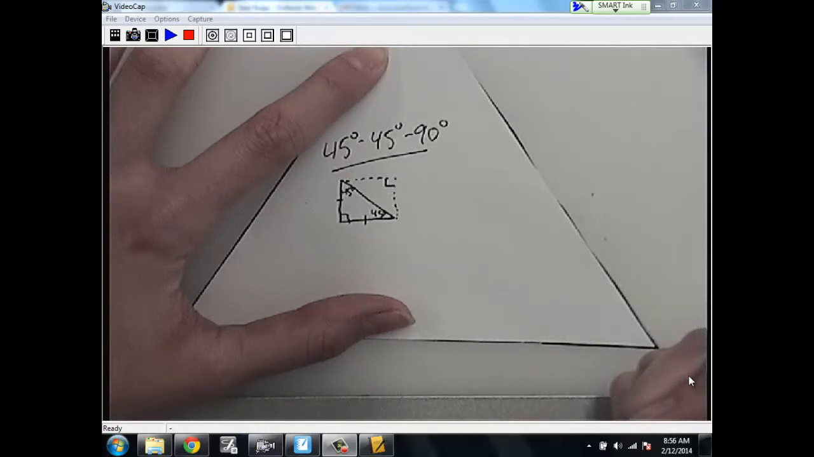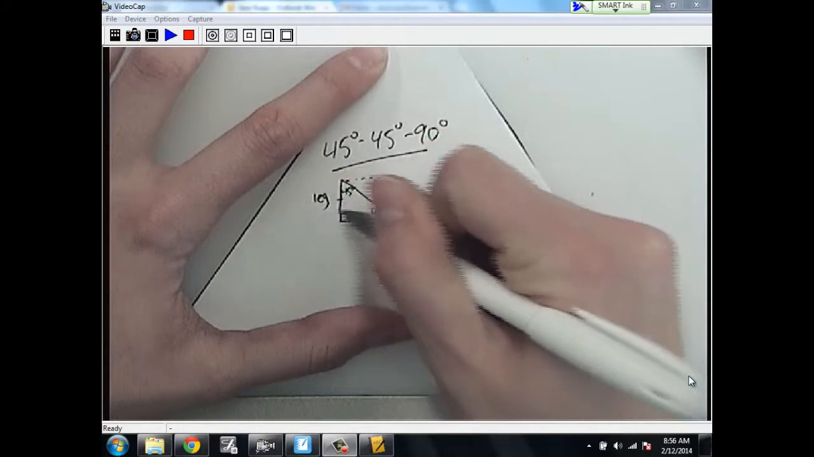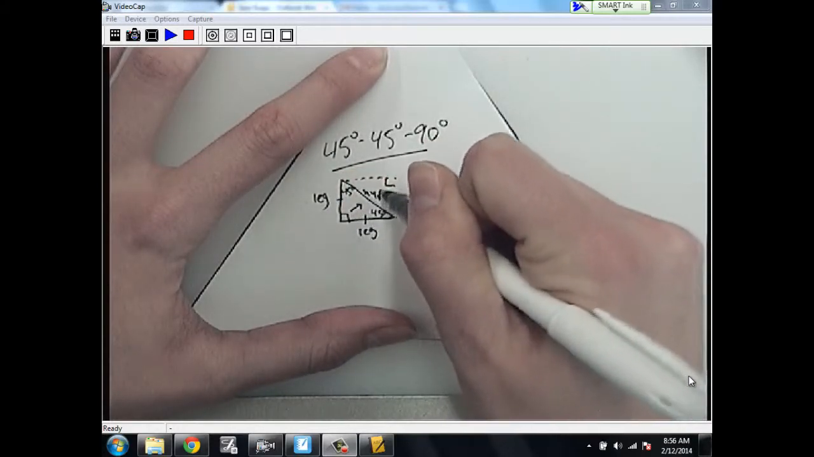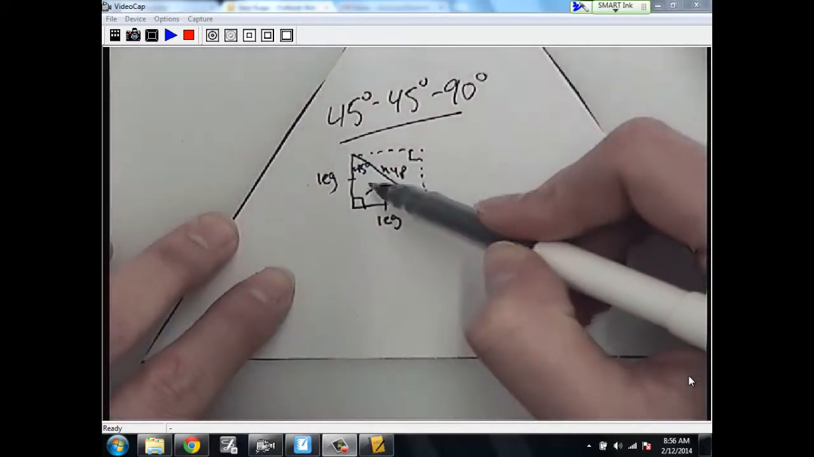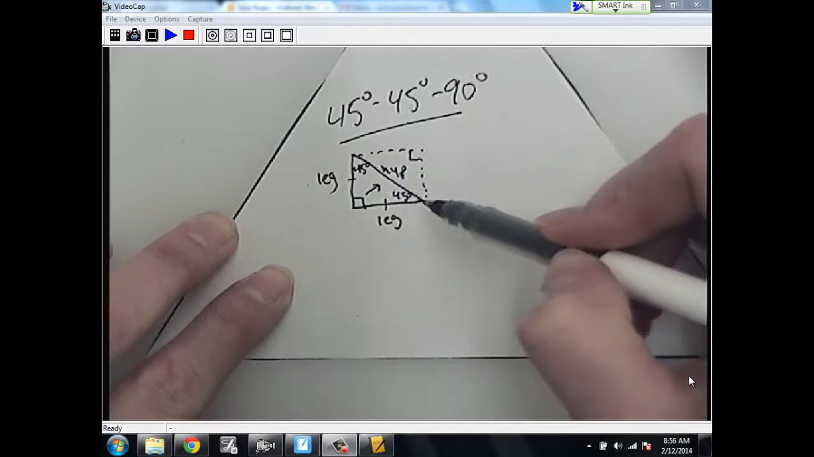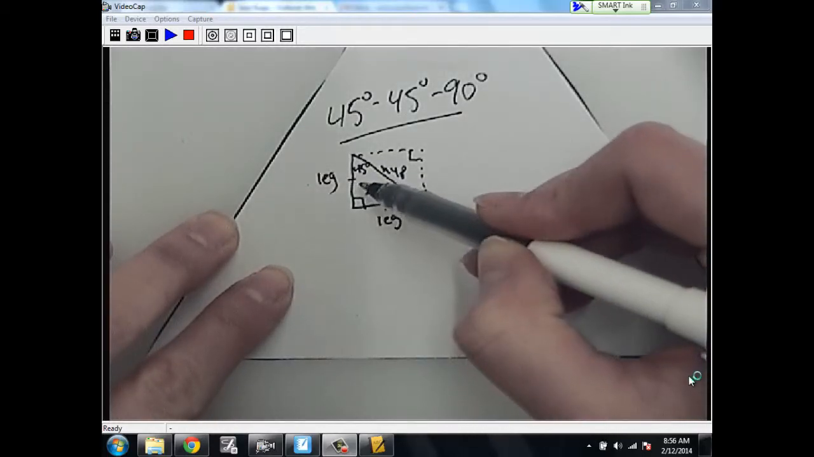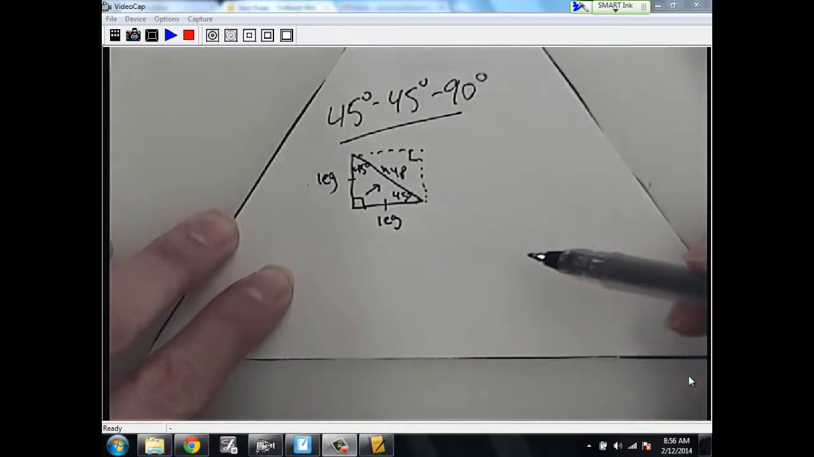Right? I say that these are my legs, and I say this is my hypotenuse. You've got your legs and the hypotenuse. The legs are both the same. So check this out. If I have 45 degrees, across from the 45 degree angle is this one congruent mark. And if I have another 45 degree angle, across from it is the same congruent mark. If you have the same angle measures, the sides across from them are going to be the same lengths.